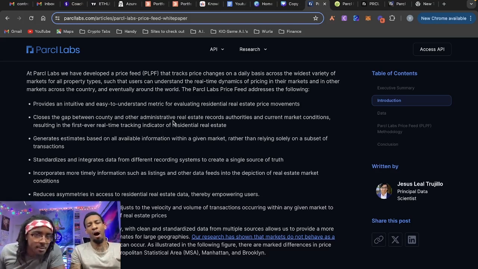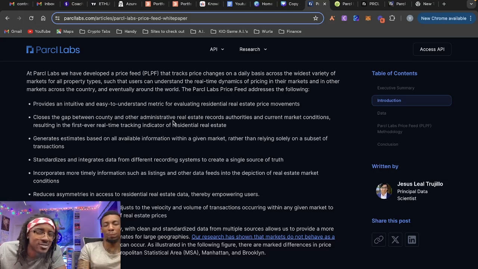So, closes the gap between county and other administrative real estate record authorities and current market conditions, resulting in the first ever real-time tracking indicator of residential real estate. I don't know. In a way, I don't want to say it's misleading, but it doesn't really close the gap. If you're indexing with a derivative, if you create a derivative of an entire city, you still don't have a good insight on the real estate market in that city.